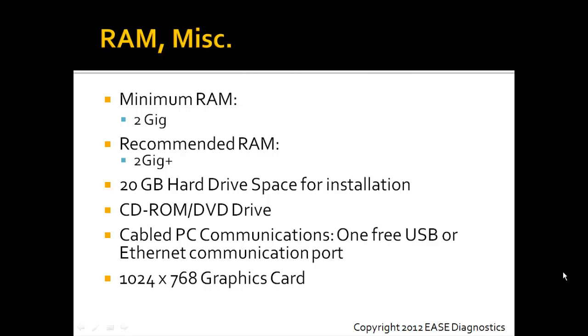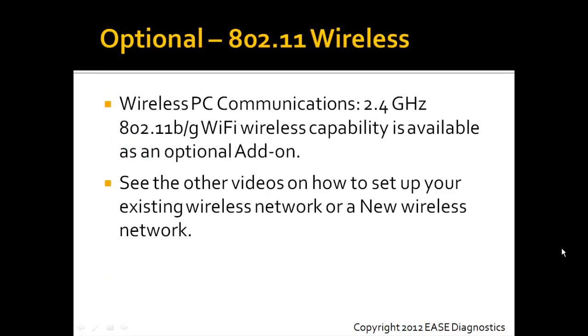You'll need a CD-ROM drive to install this software, and you're going to need one free USB or Ethernet communication port on your PC, as well as a graphics card that supports at least 1024 by 768. In addition to being able to use either USB or an Ethernet cable to use the reprogramming system, there is also an optional 802.11 wireless capability available.